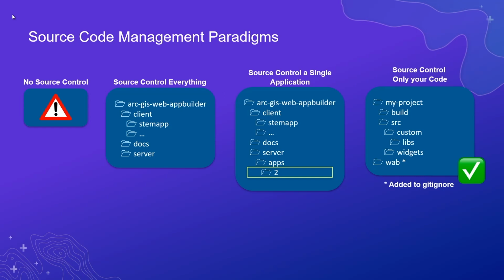Another option is to source control everything. So this would be a scenario where you downloaded Web AppBuilder Developer Edition and you create your applications in there and you just source control the whole thing. You don't need to do that. It's not a good idea. The Web AppBuilder Developer Edition is versioned, so you can always get back to a previous version. If you lose the one that you've got, you don't need to stick that in source code control.